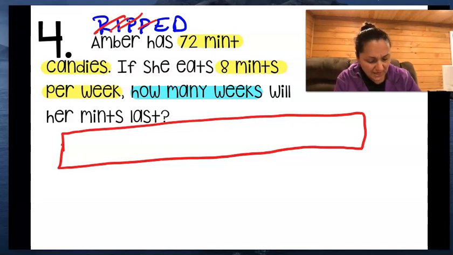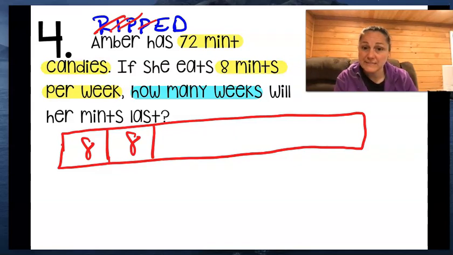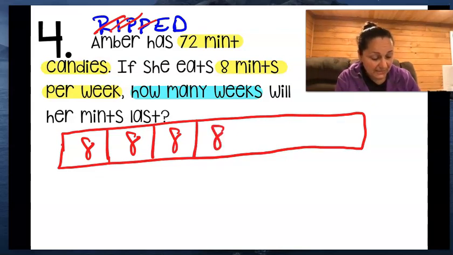Okay, so let's see. Our first week we do 8. Okay, I'm not at 72 yet. And then I do another 8. So 8 times 2 is 16. We'll do another 8. 8 times 3 is 24. We'll do another 8. 8 times 4 is 32. We'll do another 8. 8 times 5 is 40.